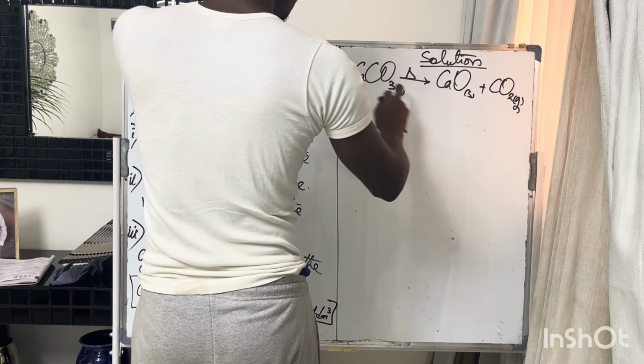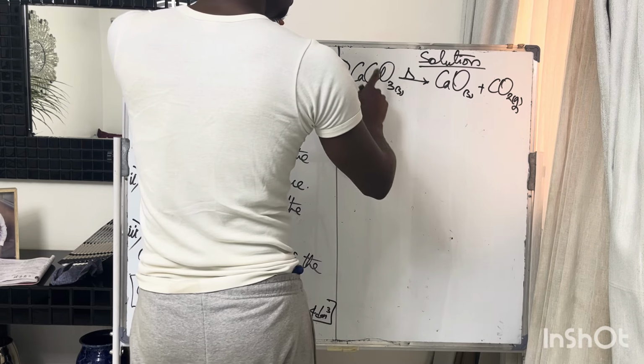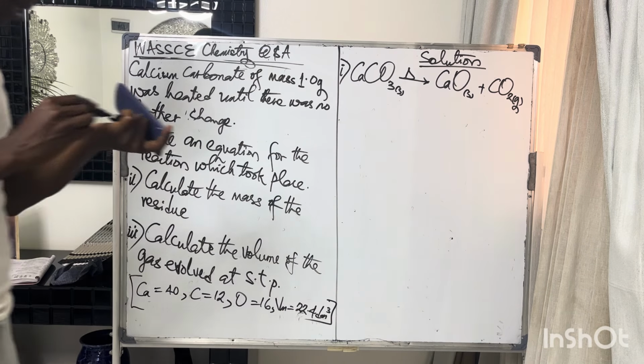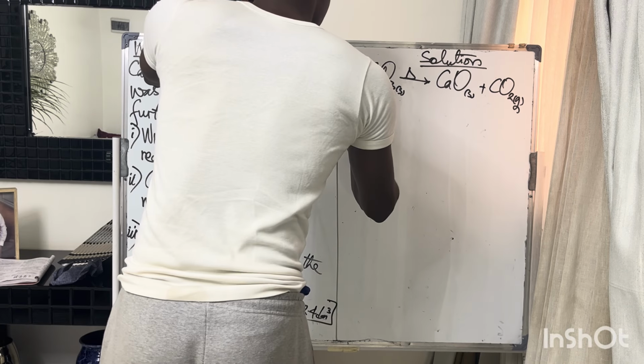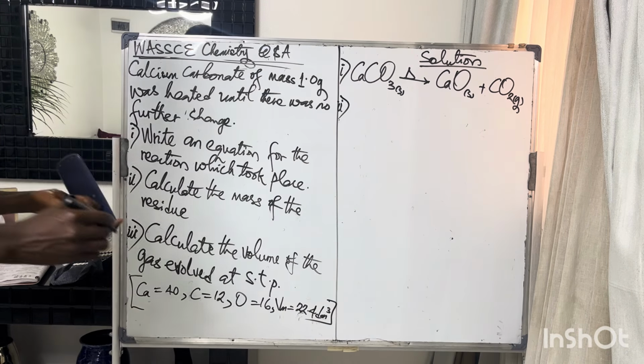Calcium is 1 and 1, carbon is 1 and 1, oxygen is 3 and 3. If the equation is not balanced, I'm sorry, you don't get the full score. So this is the first part of the question. Let's go to the second part.